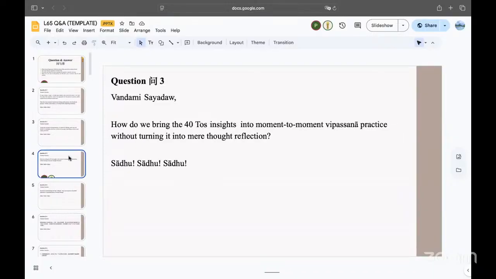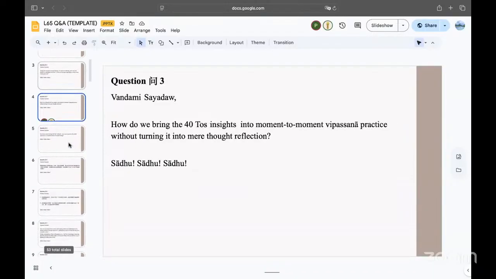Question 3. Venerable Sayadaw, how do we bring the 40 aspects of insight into moment-to-moment vipassana practice without turning it into mere thought reflection?